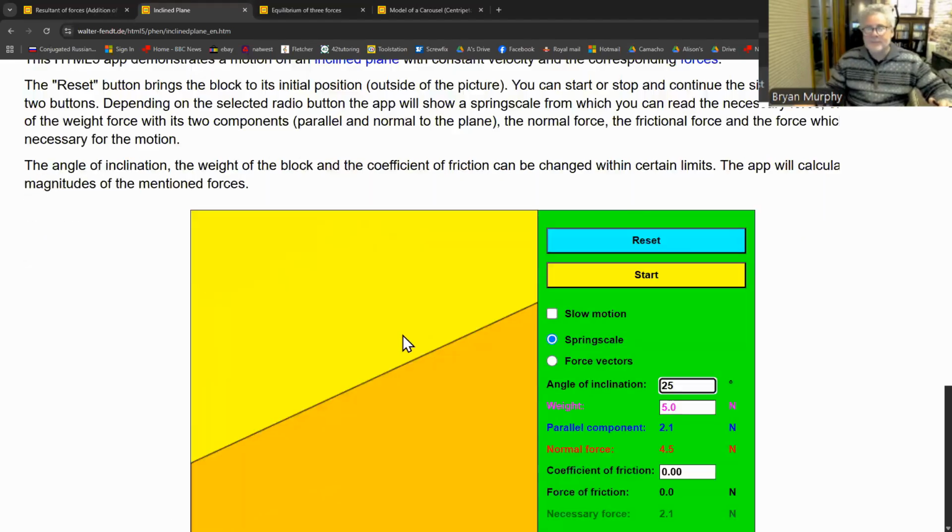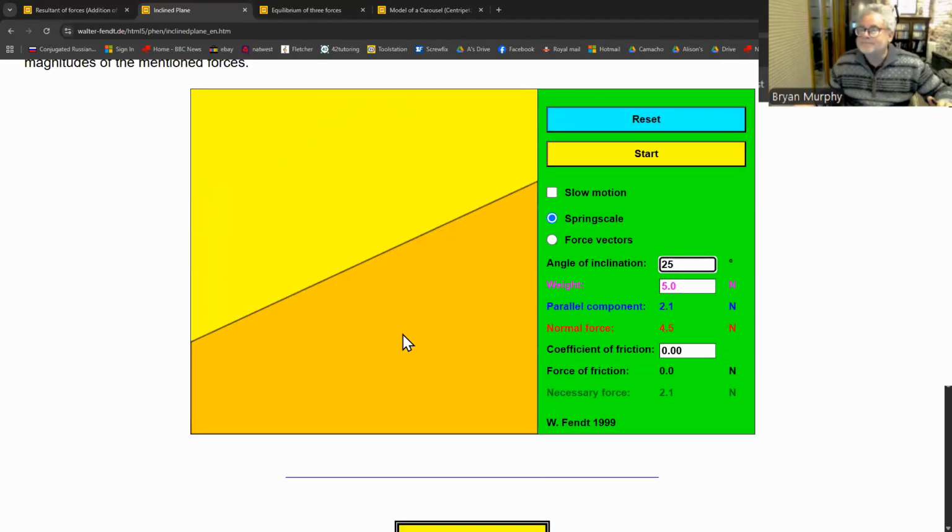Here it is. So up the slope, I am dragging a block at a constant speed. There it is. It is going at a constant speed because I am pulling it with that spring scale, measuring off the force as you might have done in year 7.